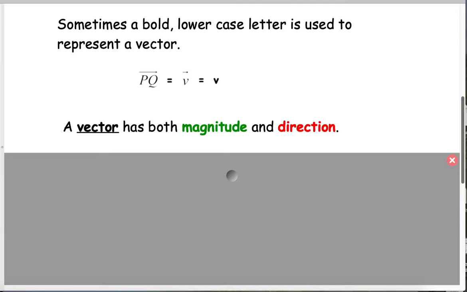Now a vector has both magnitude and direction. So there's 2 quantities associated with a vector. Magnitude means the length of the vector, and the direction means which way is it headed.